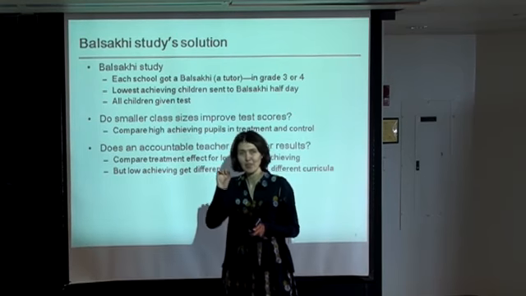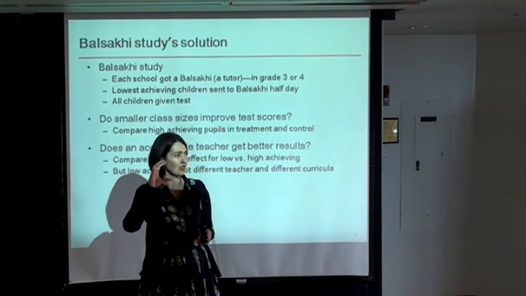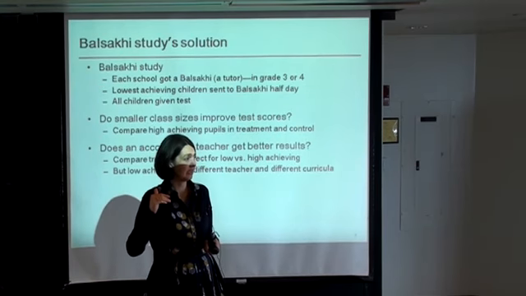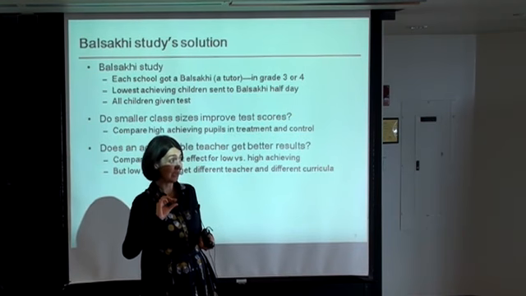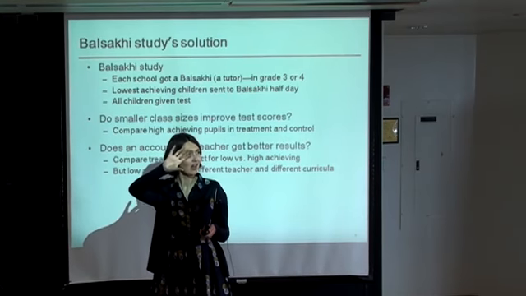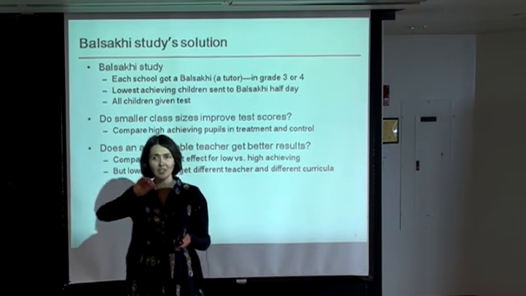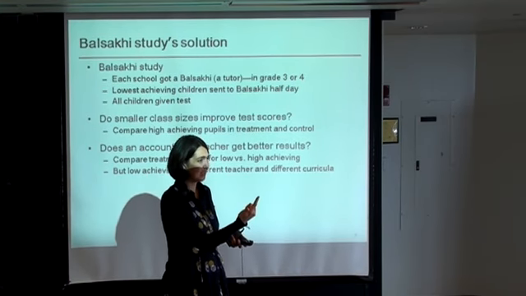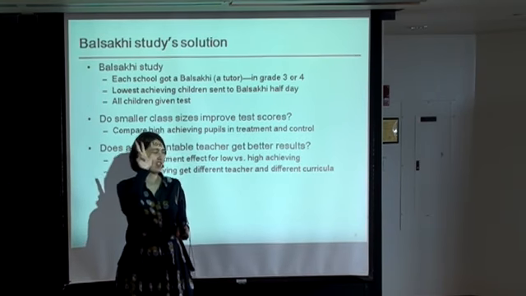So basically, while all of the kids in the treatment group got smaller class sizes, only the initially low-scoring kids got the Balsakhi, got the accountable teacher. So if you look at the high-scoring kids, you get just the effect of class size. If you look at just the low-scoring kids, you get lower class size and accountable teacher. You also get a different curriculum. So you've got 3 changes.